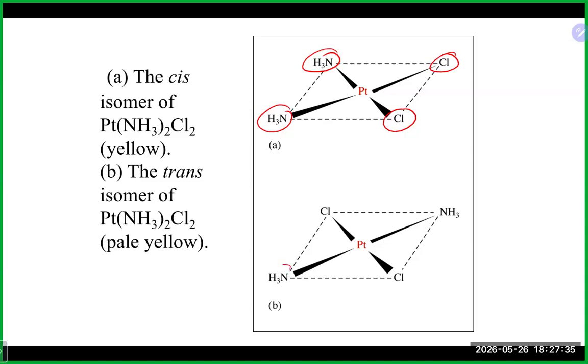As you can see here, our ammonias are now on opposite sides of each other. You could also look at the chlorides, which are on opposite sides of each other as well. And that would give us our trans. And again, depending on the orientation here, you will get some different properties. Sometimes they will have different colors and other differences in their properties, depending on the arrangement that occurs.